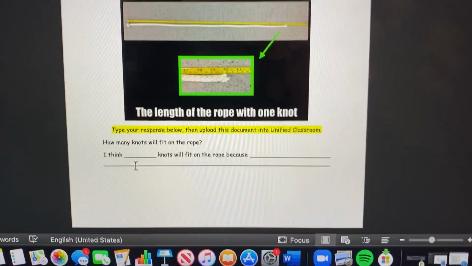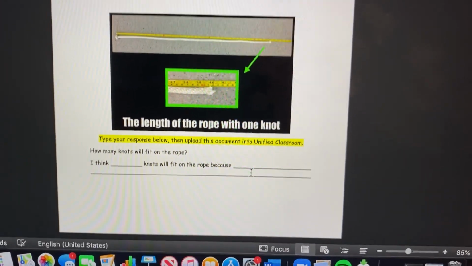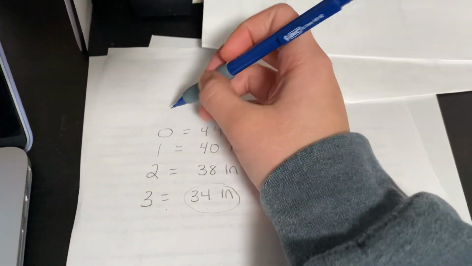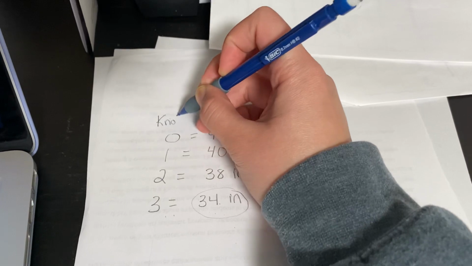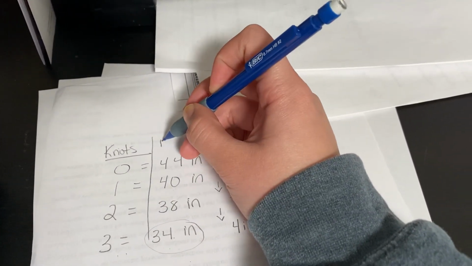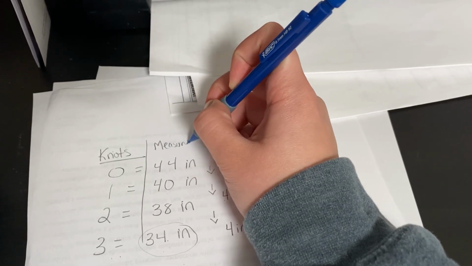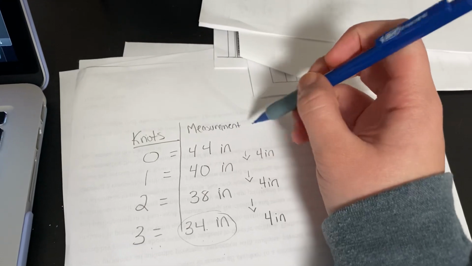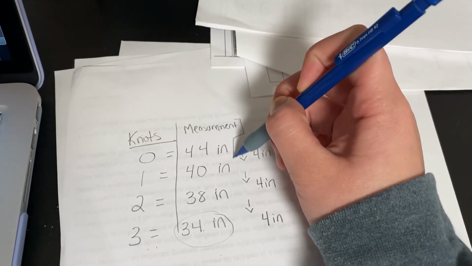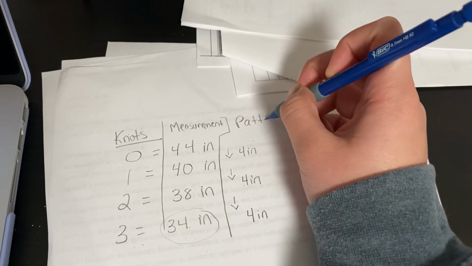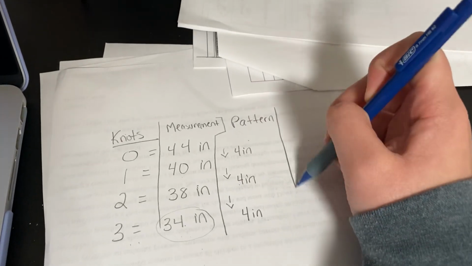I think blank knots will fit on the rope because blank, blank, blank. You can describe why, because of the pattern. So remember, this is knots. I'll write it on here. Knots. This is the measurement. And then this is the pattern, which is important to remember.